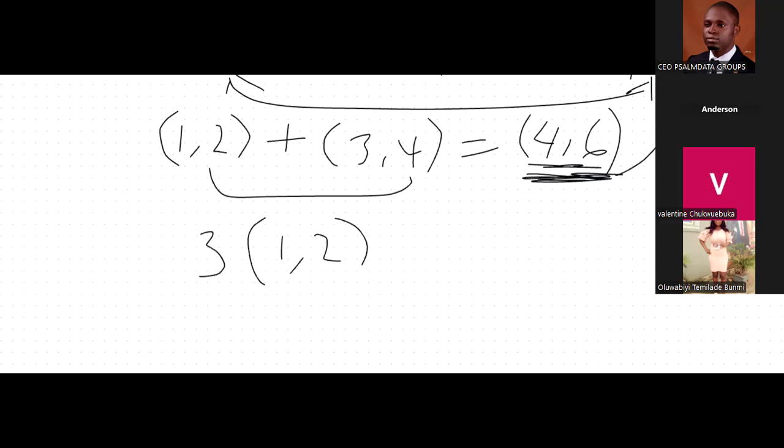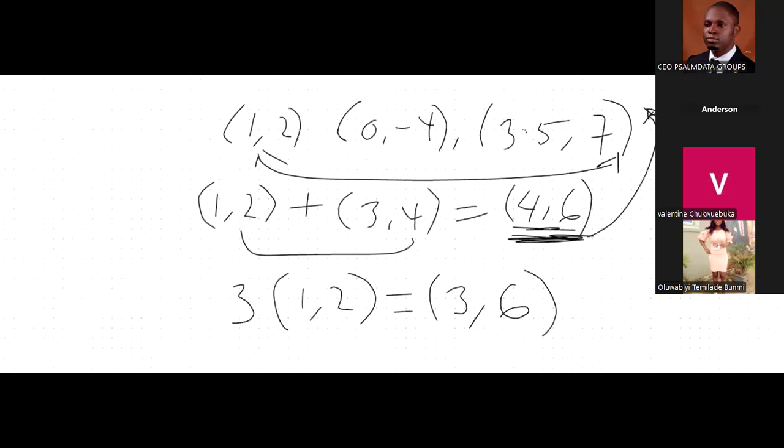3 times 1 will give us 3, right? Then we are going to have comma 6, right? Now we've done multiplication. Is it within our space, or outside the space? This is our space, all these vectors here, 1 to 7. It's still within, because it's not greater than 7. Thank you. That is what we are trying to do in that idea of vector spaces.